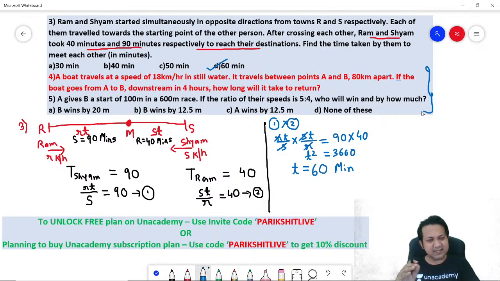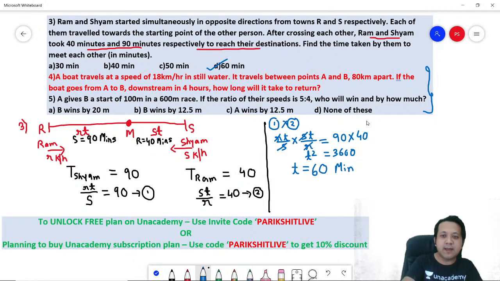Try this. It's not tough. The fourth one is from boats and streams, the concept we discussed in yesterday's video. And the fifth is from races, a sub-portion of the question. So it's a very easy one.